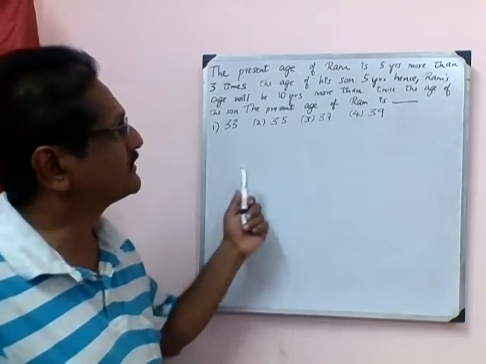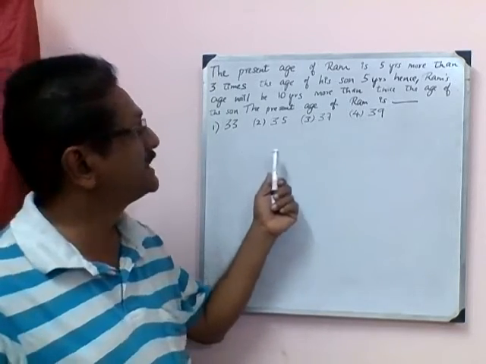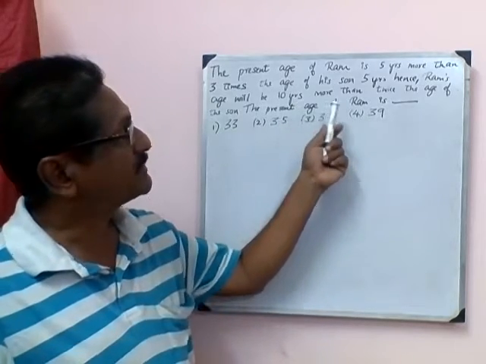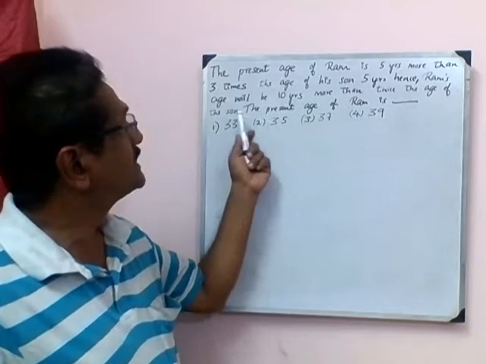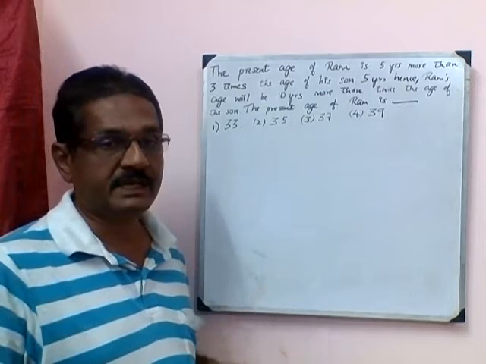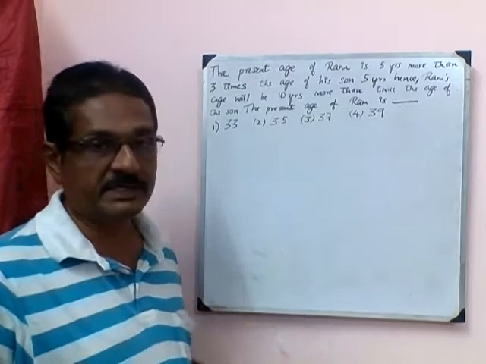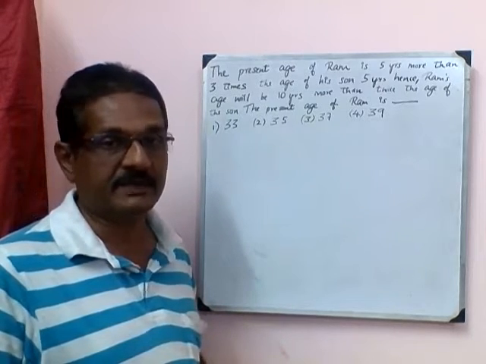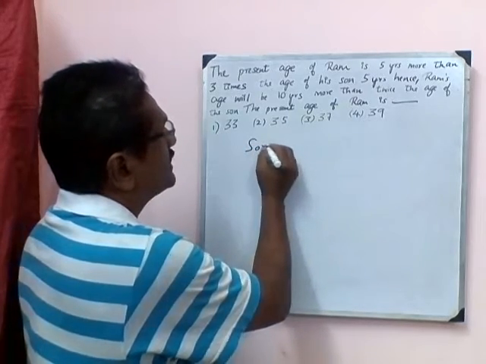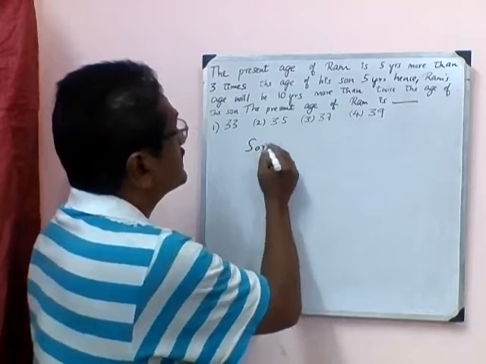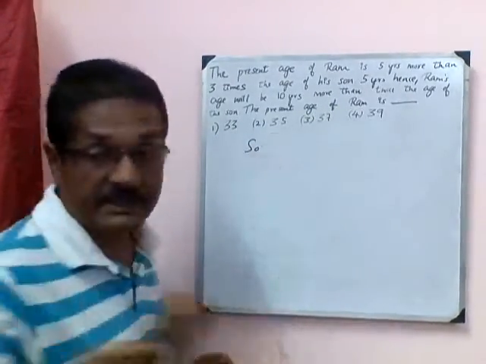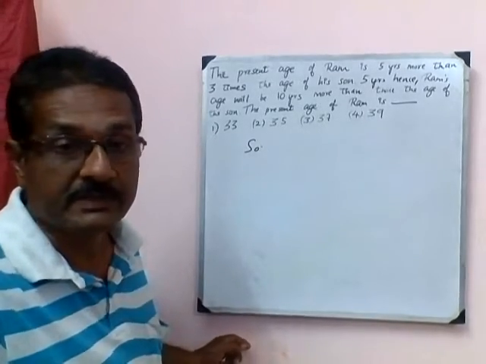The present age of Ram is 5 years more than 3 times the age of his son. Listen here carefully. What is the first point given? Ram's age is 5 years more than 3 times the age of his son. So from the question, it is clear that the son's age is obviously lesser than the father's age. So let us assume the son's age is equal to x for the purpose of solving this question.